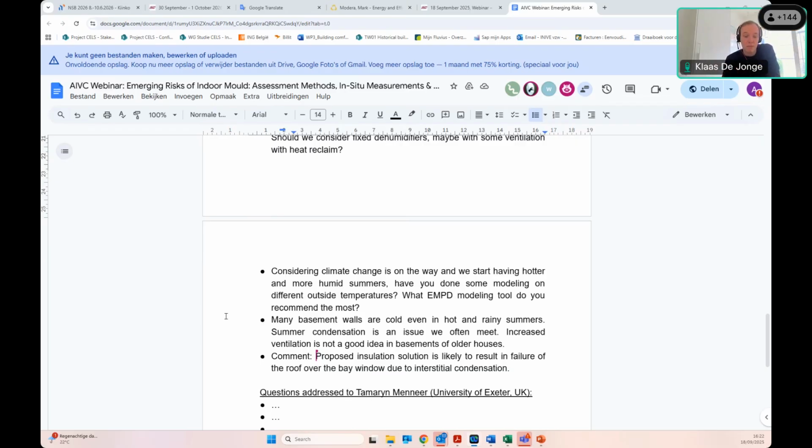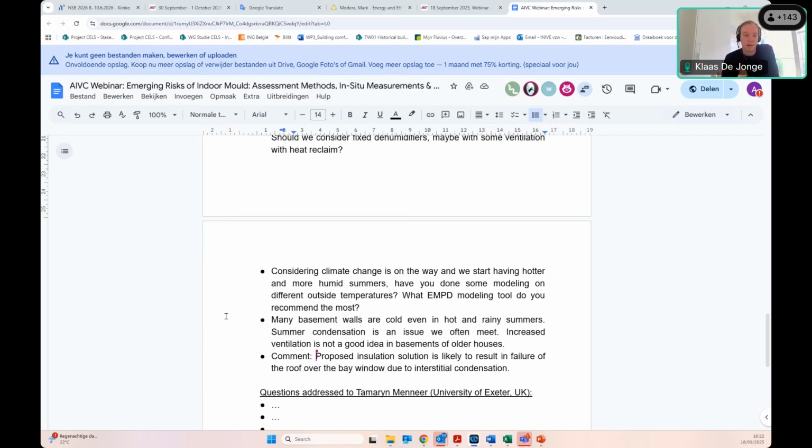Which EMPD model do we recommend the most? The ones that we use are a very white box approach. It's based on research done in our group, which is really an EMPD model of a specific material, which I think is interesting.